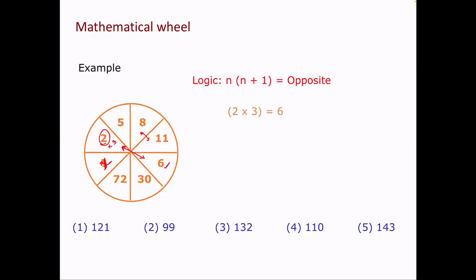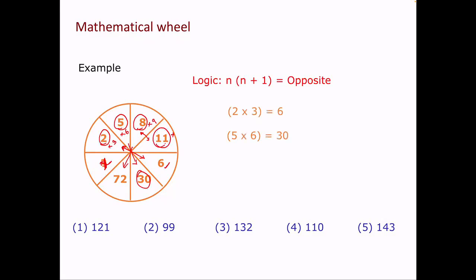Similarly, check here. Here it is 5. So what is the next number after 5? 6. 5 into 6, it is 30. Check it here, it is 8. After 8, the next number is 9. 8 into 9 is 72. So that is your logic to solve: n into n plus 1, where this number is nothing but your n.